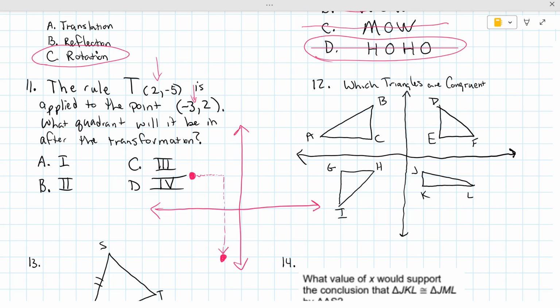What quadrant are you in? 3, because this is quadrant 1, quadrant 2, quadrant 3, and quadrant 4. You're in quadrant number 3.